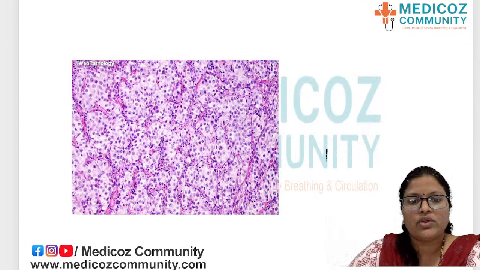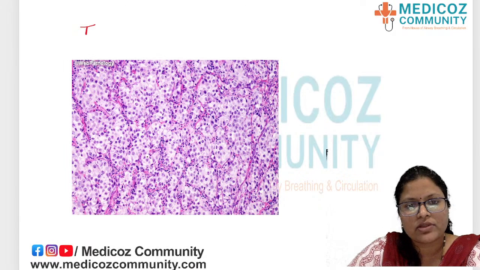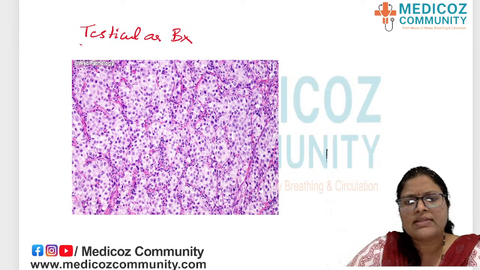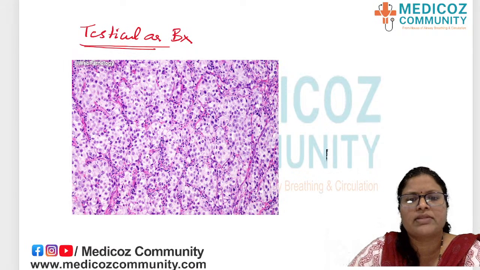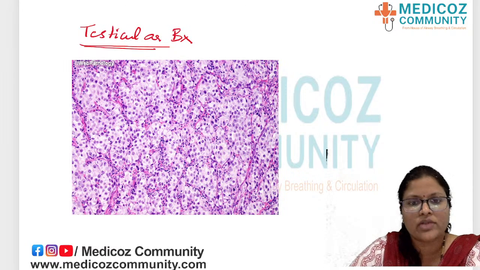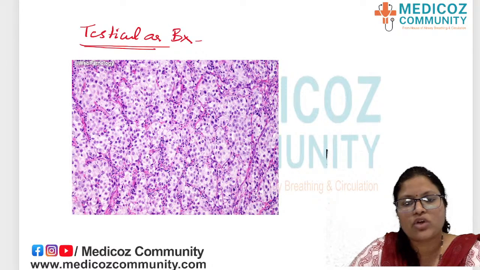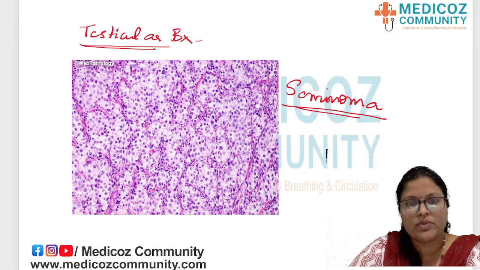Let's move on to the next thing. What can you see here? This is again a testicular biopsy. Last time the question was about a male in his 30s or 40s who presented with a unilateral scrotal mass, and the histology was given here. You had to diagnose what it is. This is the histology of seminoma. Seminoma is another important question which occurred just last year, but still you need to know.